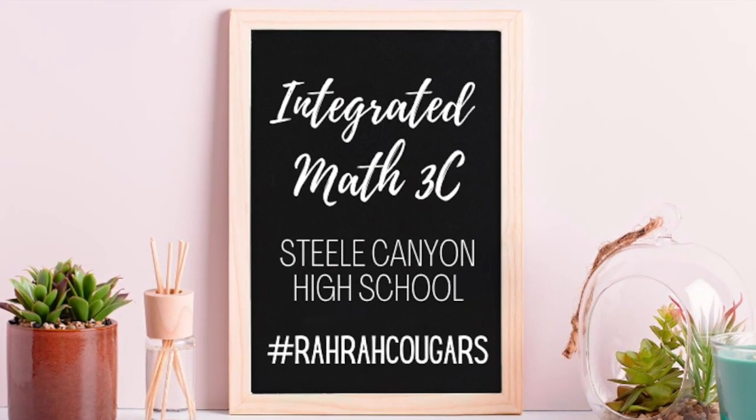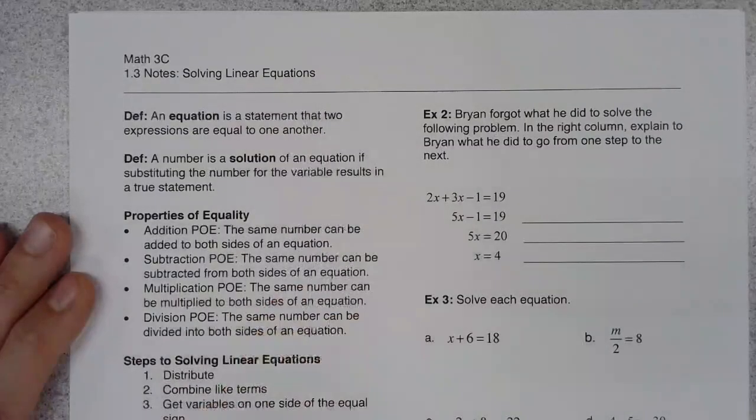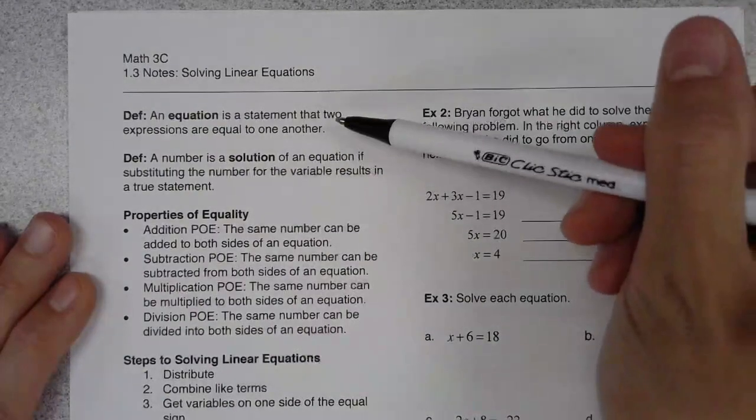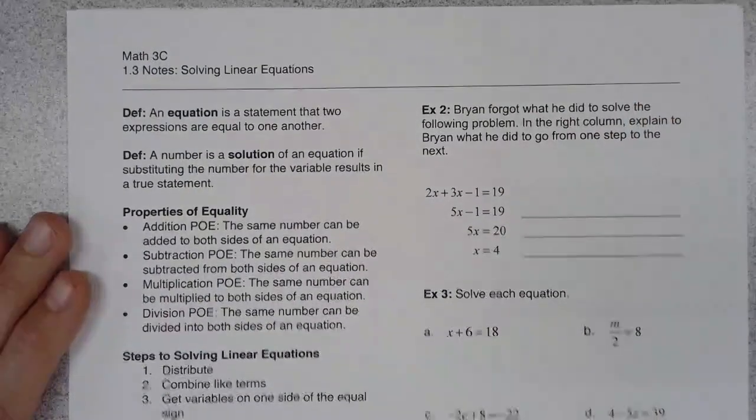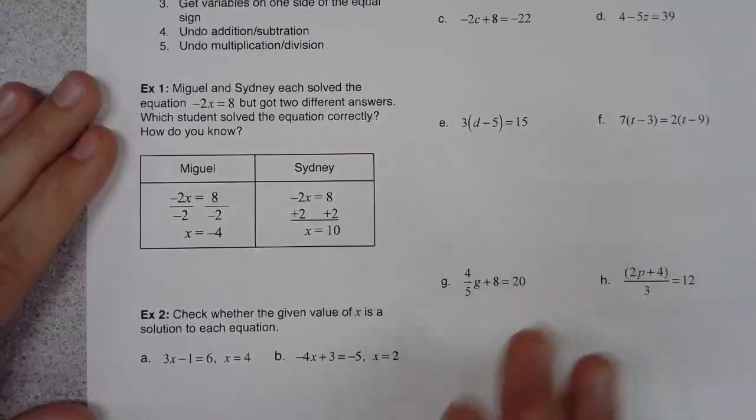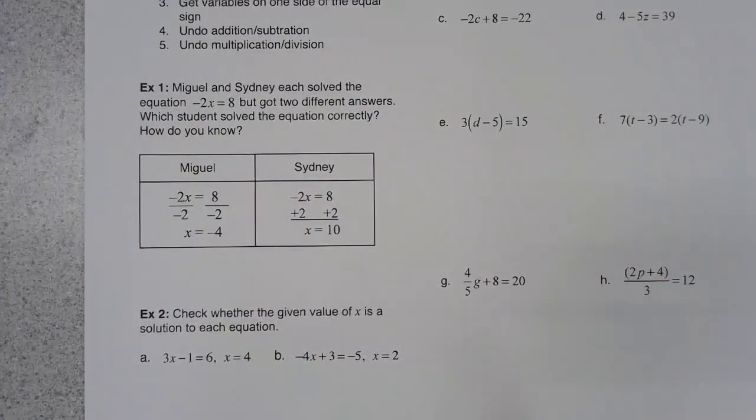The notes for 1.3 are a review of solving lots of different types of linear equations. There are some definitions and properties here that you can review. In solving equations, they can have different steps depending on the number of operations that need to be performed to get you to your answer.